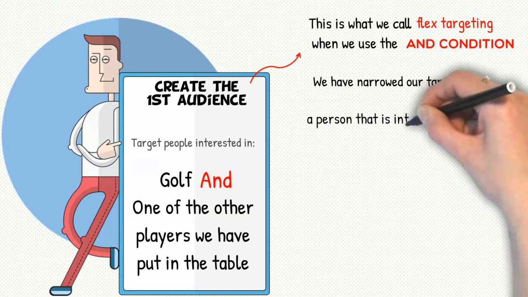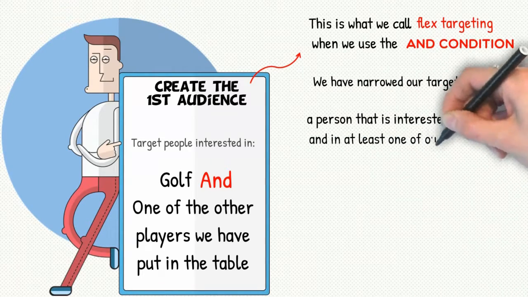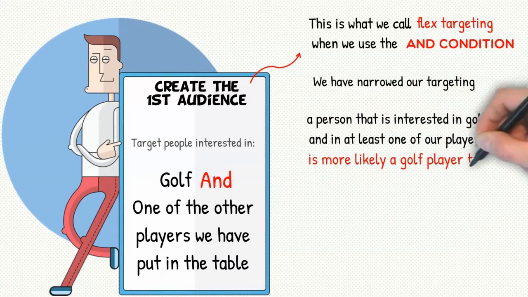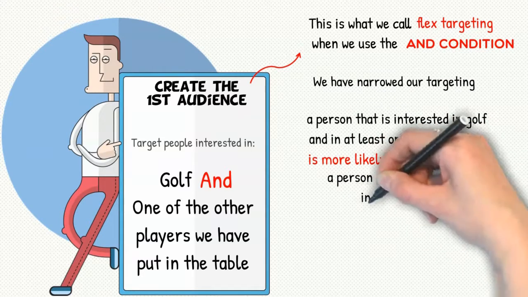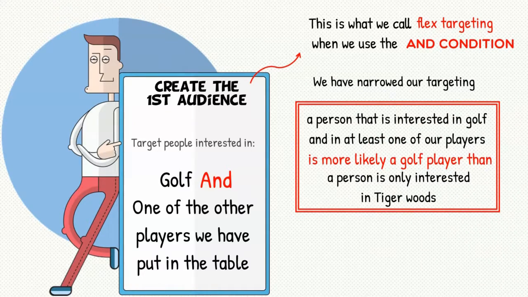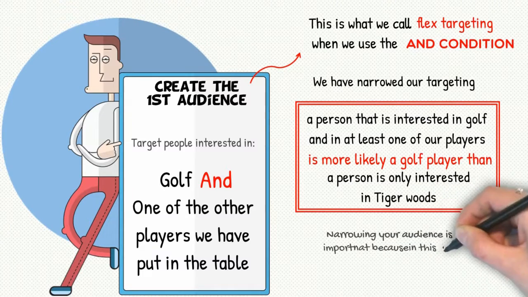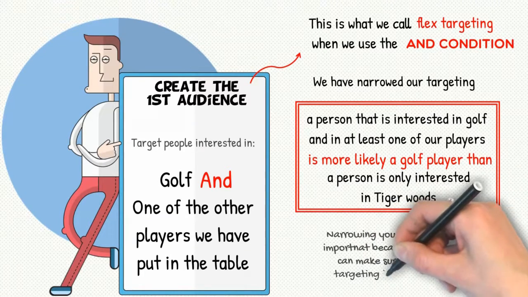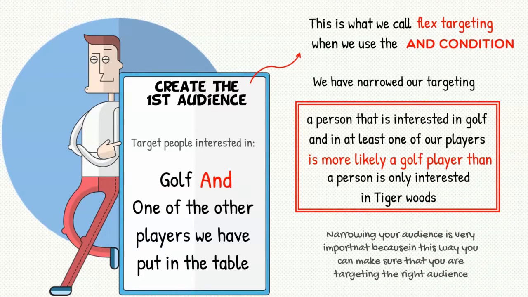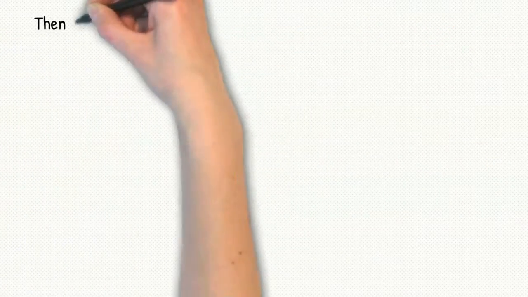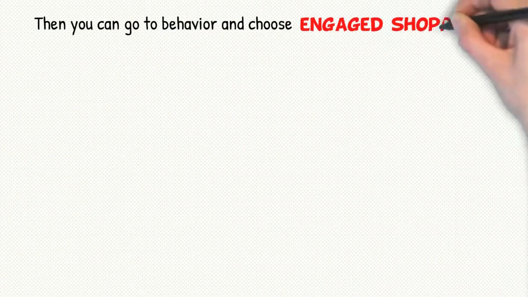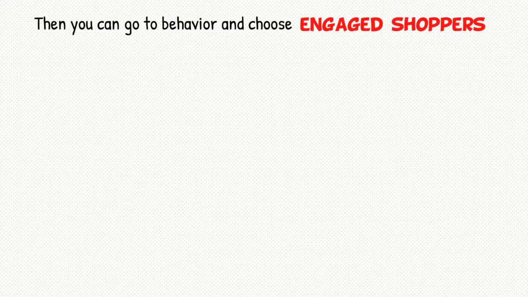A person that's interested in golf and in at least one of our players is more likely to be a golf player than someone who's only interested in Tiger Woods. Narrowing your audience is very important because in this way you can make sure that you are targeting the right audience. We can also go to behavior and choose engaged shoppers. Facebook knows who the people who shop online the most are, so why not target them?